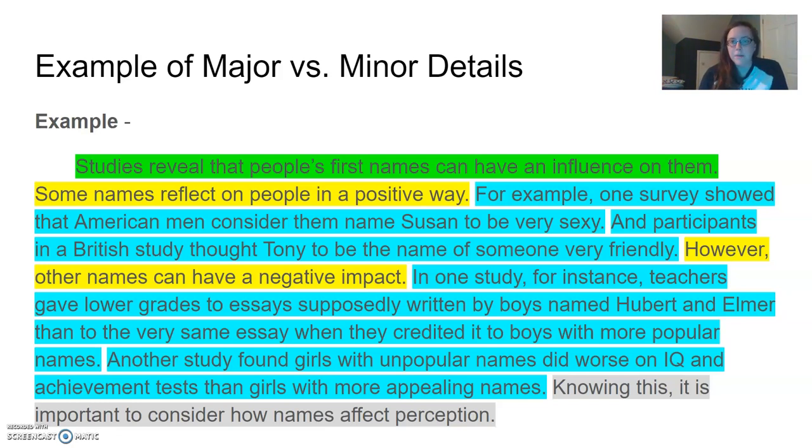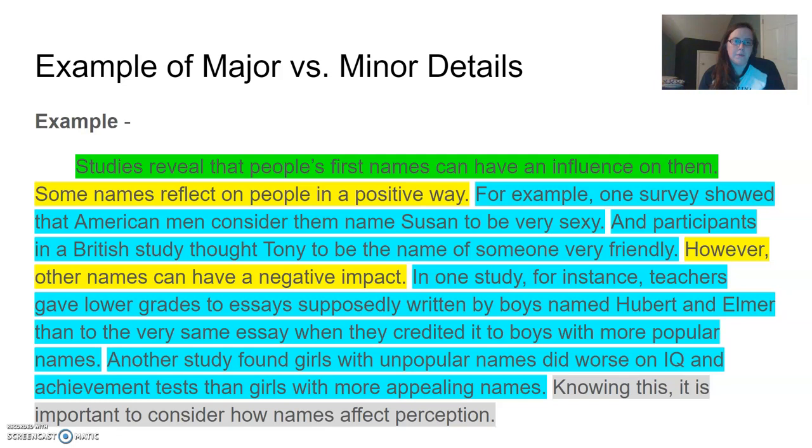Then if I just moved on to my concluding sentence, knowing this, it is important to consider how names affect perception. If I just stated topic sentence, two major details, and a concluding sentence, I would have a four-sentence paragraph. This paragraph would be too short, it would be underdeveloped, and it would not be effective. So that's where these minor details come into play.